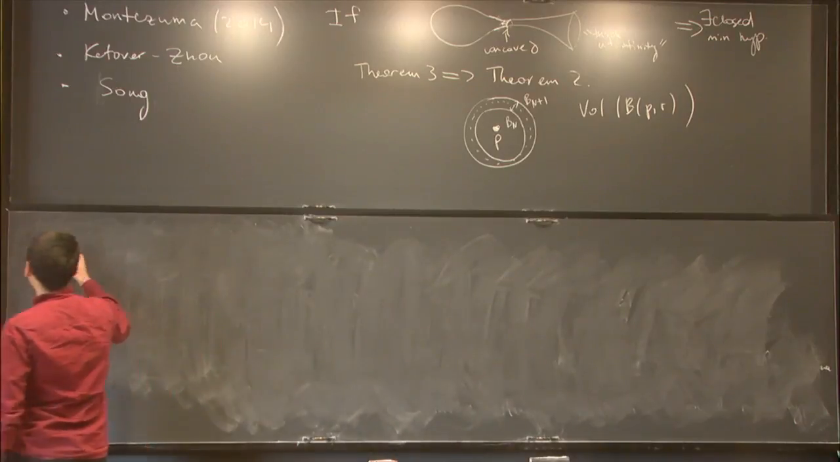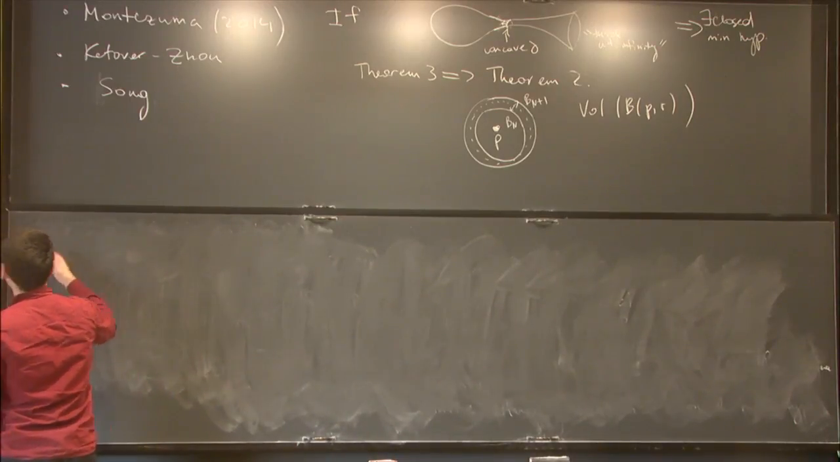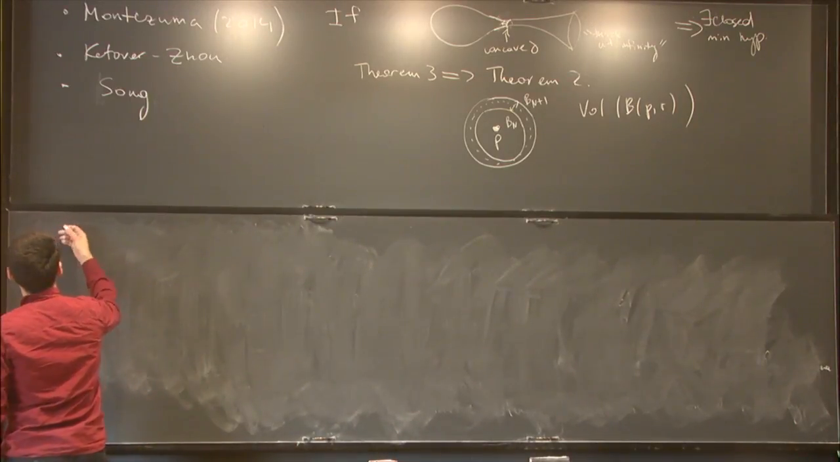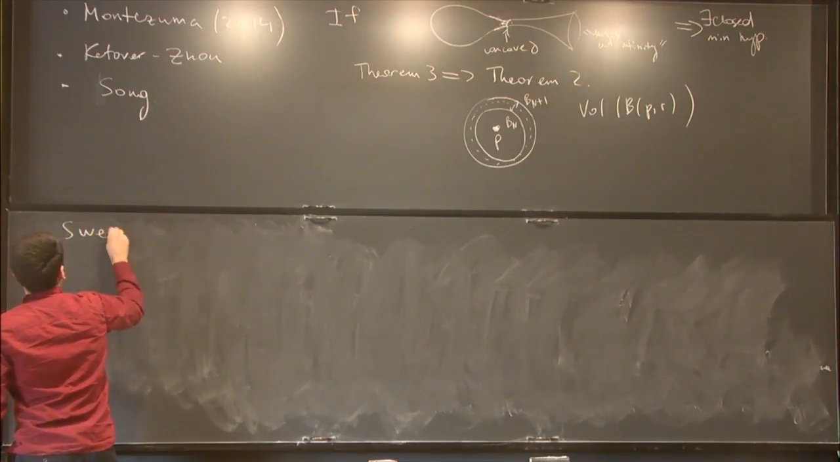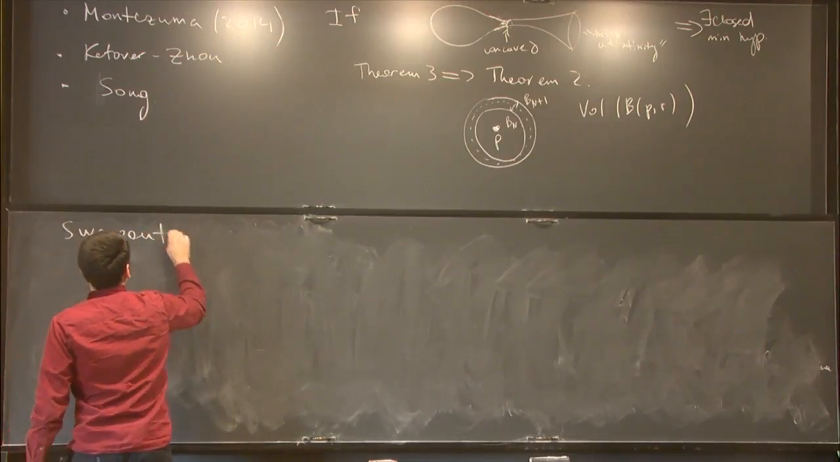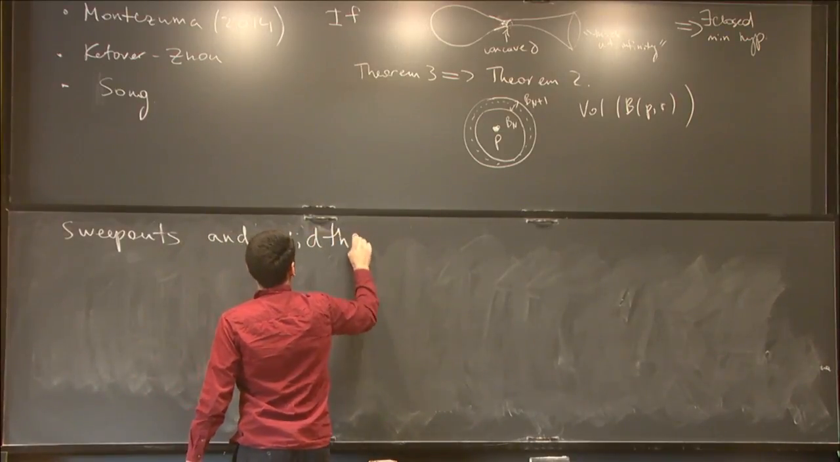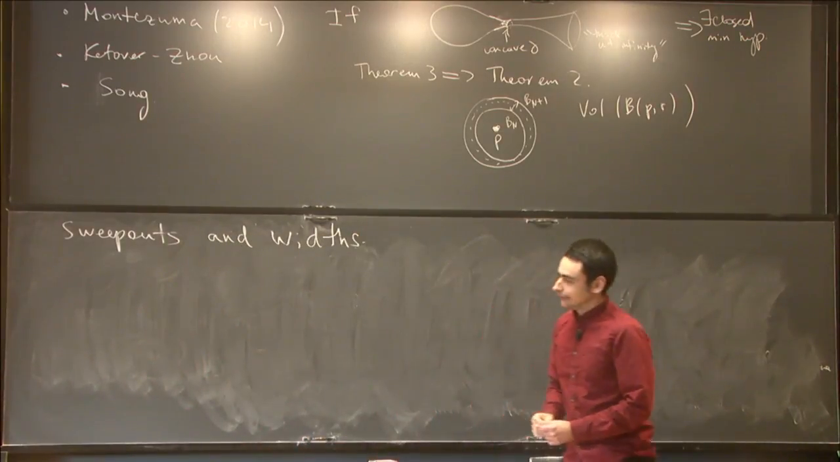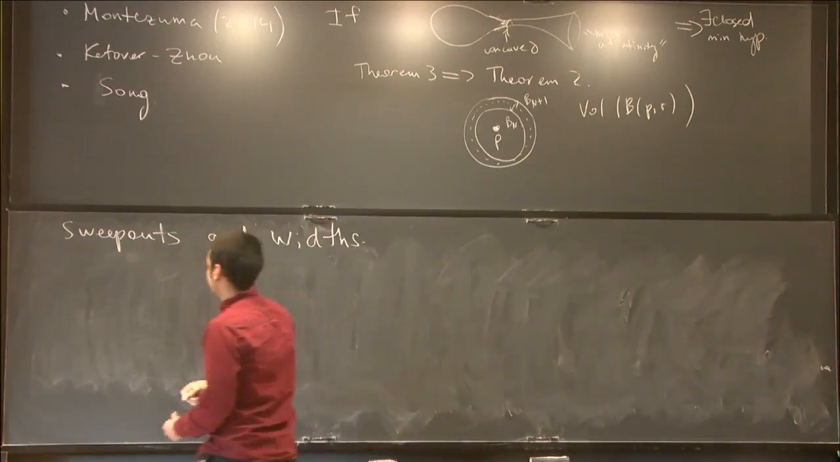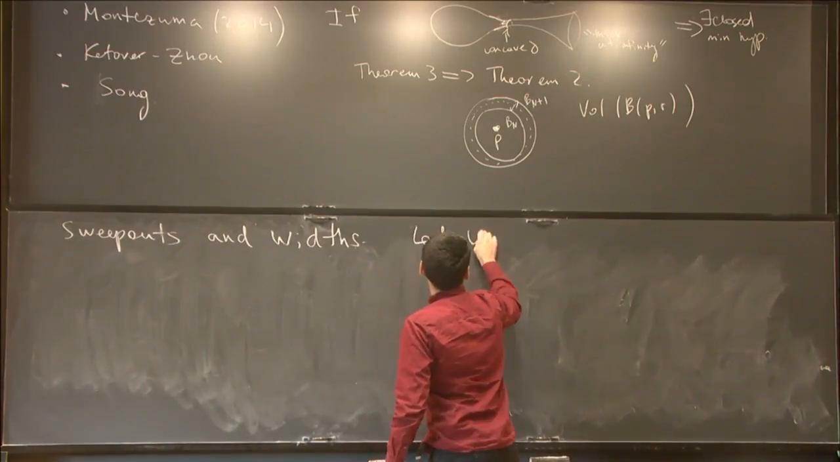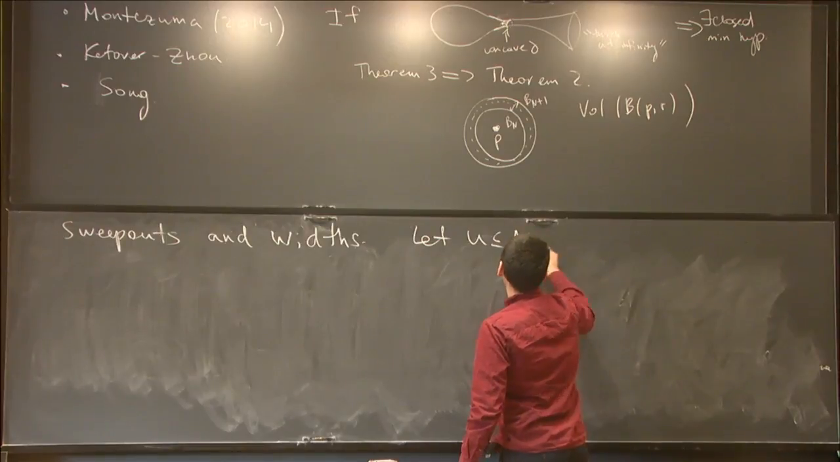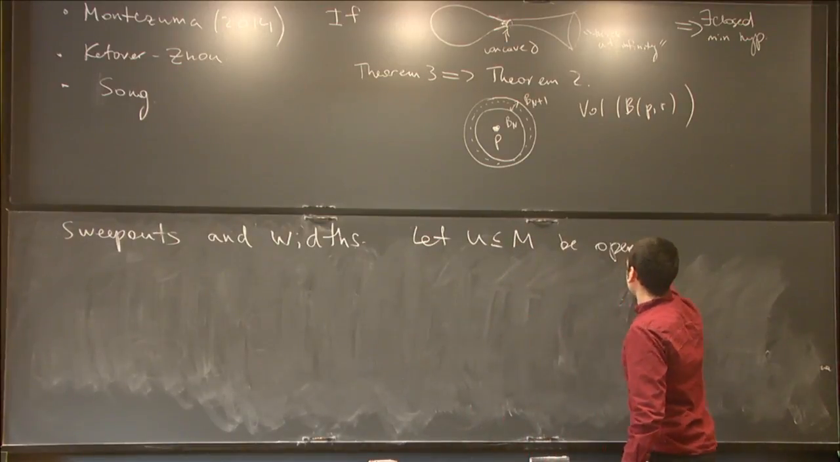Okay, so some notation. We will talk about various notions of families, sweepouts, and width. So let U in M be open and bounded.